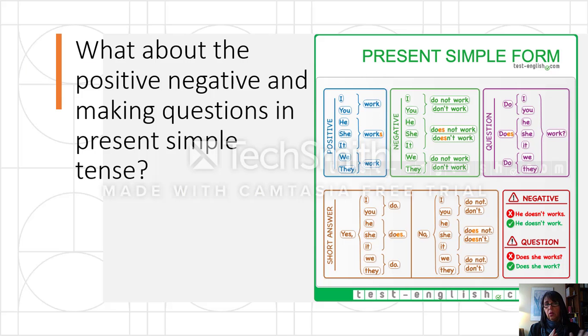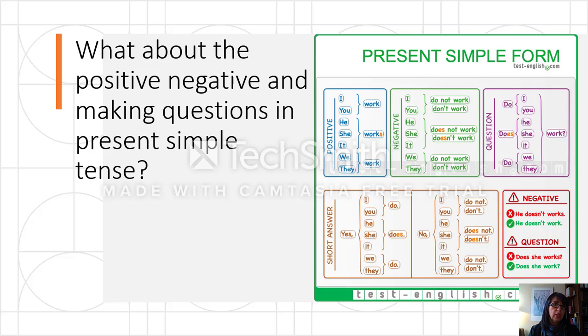Now, we have been revising the use of the third person singular. Now I want to revise how you build a positive and negative sentence, and also a question, and one important fact that I will tell you afterwards. So here you have the positive. You're going to have the noun or the pronoun, and you add the verb. So you have I work, you work, he, she, it works, and we, they work.